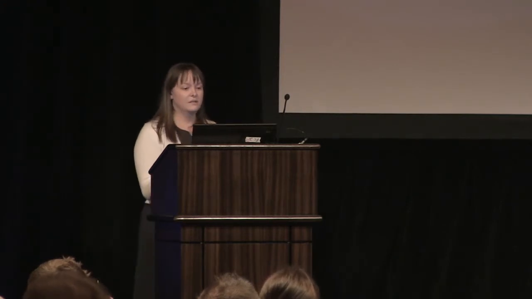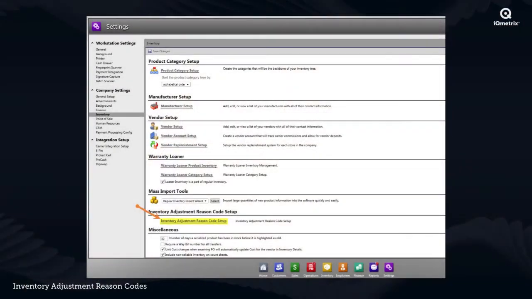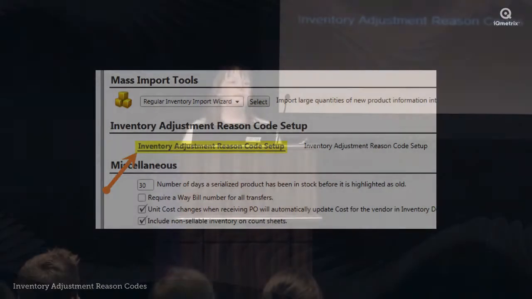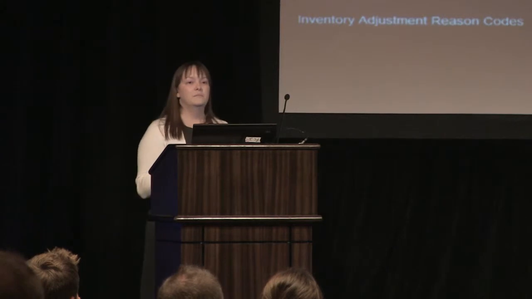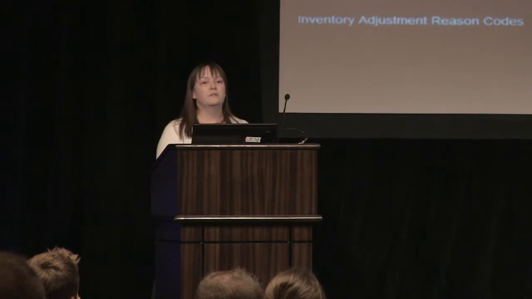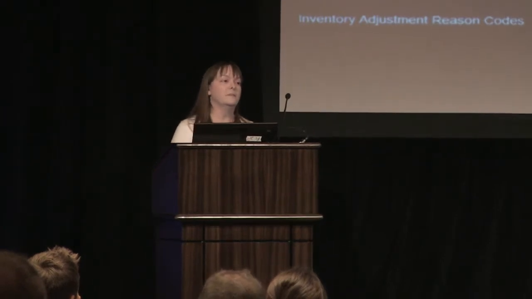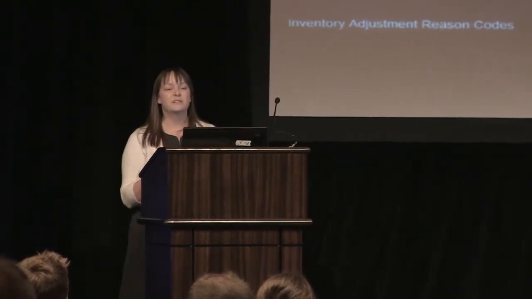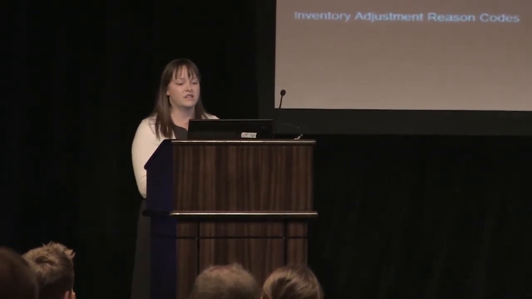So let's look at how we can work with this better. So here's our settings console. We have the inventory adjustment reason code setting under our inventory settings. Here's a closer look at that. So let's talk about why we would use reason codes in the first place. Anytime you adjust inventory, whether that's because of a manual inventory cost or quantity adjustment, maybe it's due to reconciling a purchase order or adjusting your inventory based on an inventory count, you have to choose a reason code to process that transaction or that adjustment.